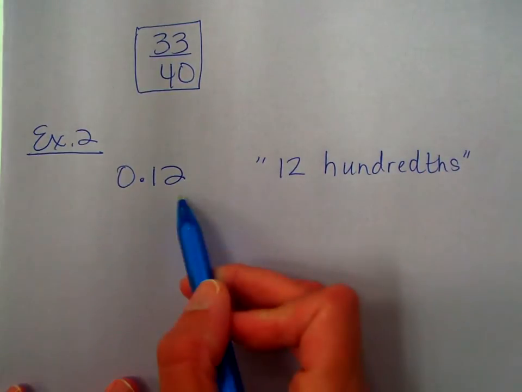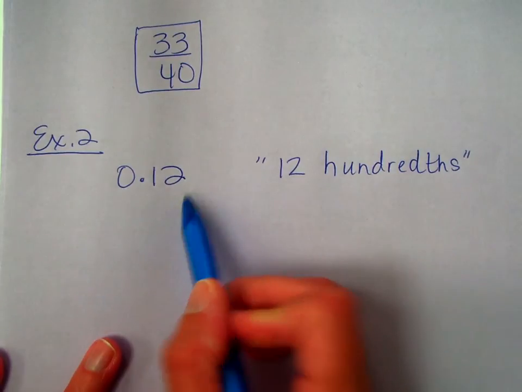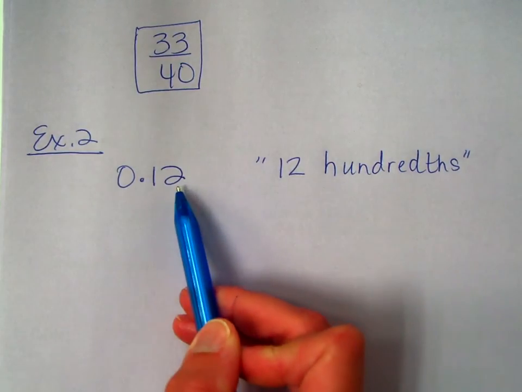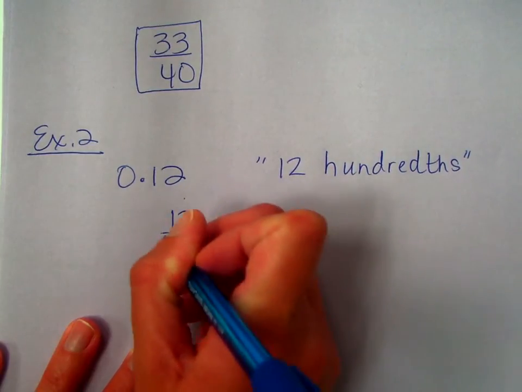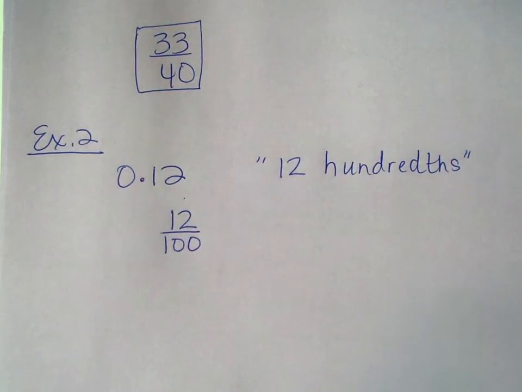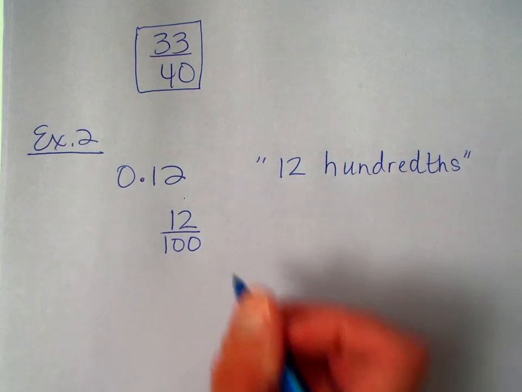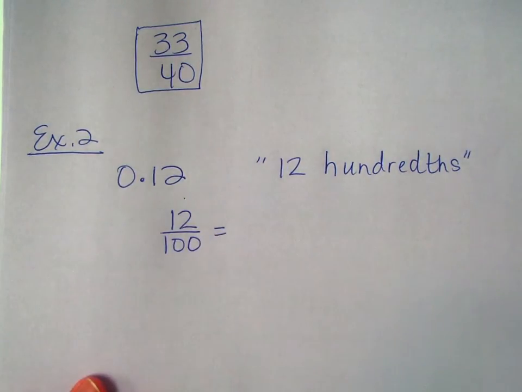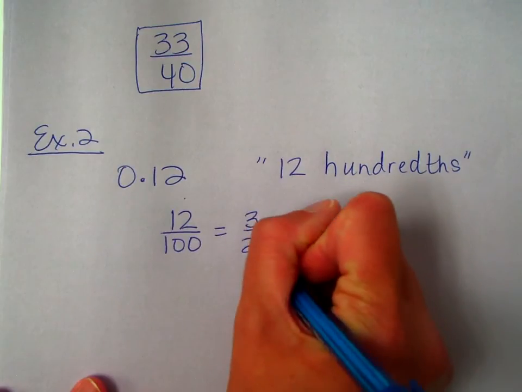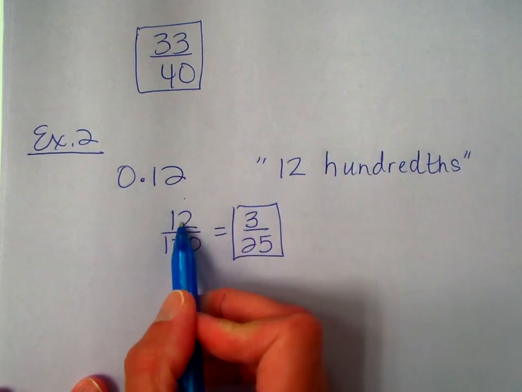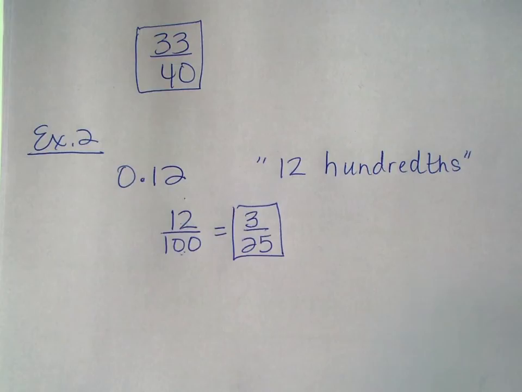So when I write it as a fraction, I take the 12 and I put it over the place value, right? 12 hundredths. 12 over 100. And what would this one simplify to? 3/25. Very good. 4 would actually go into both. 4 would be your greatest common factor. Okay. But again, your calculator will do that part for you.